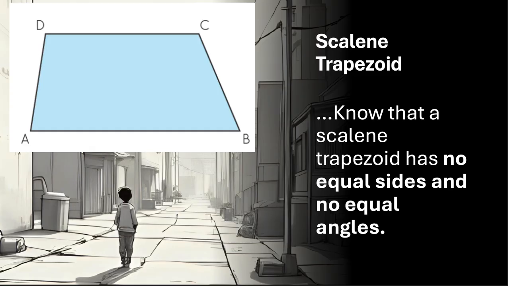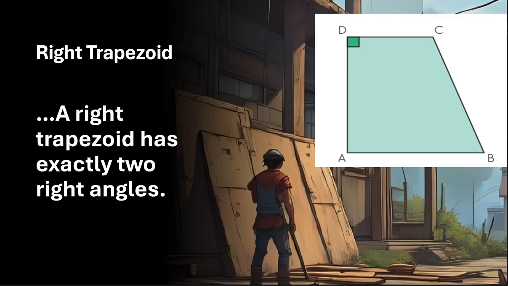So the next one. When the boy tried drawing buildings in perspective, the shapes looked stretched and uneven. His teacher said those are scalene trapezoids. Every side is different. Suddenly, irregular shapes didn't feel intimidating. Know that a scalene trapezoid has no equal sides and no equal angles.